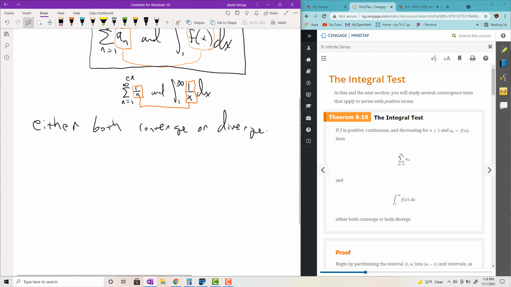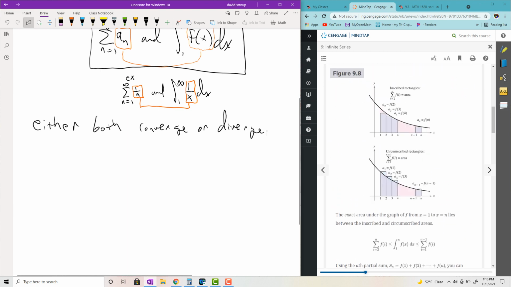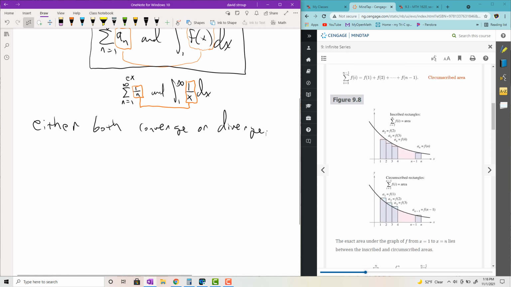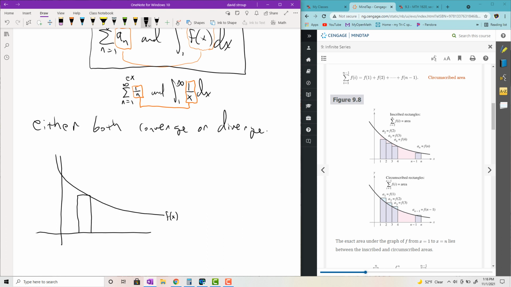So why does this work? The reason is that you can wedge the integral in between inscribed rectangles and circumscribed rectangles, like you're seeing in figure 9.8. The idea is you have this function f of x, continuous, decreasing, and positive, and you can illustrate the terms of the series as rectangles below the function or above the function.